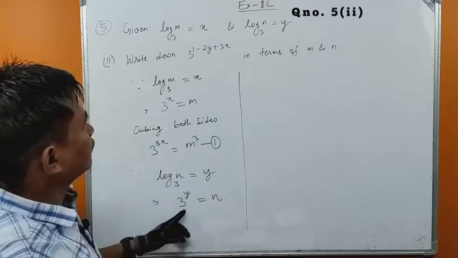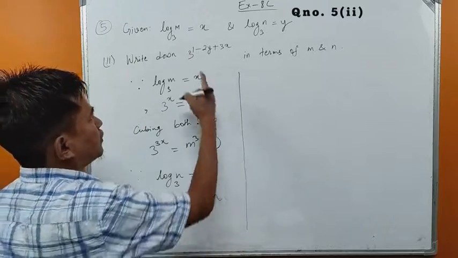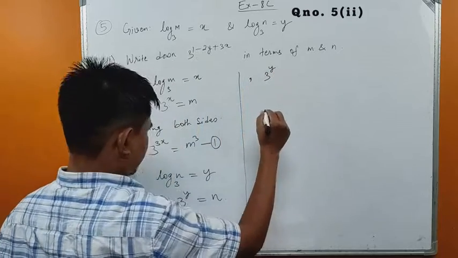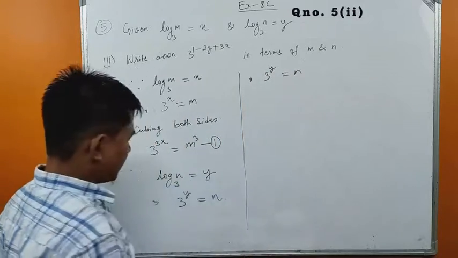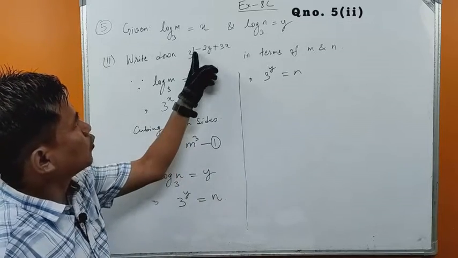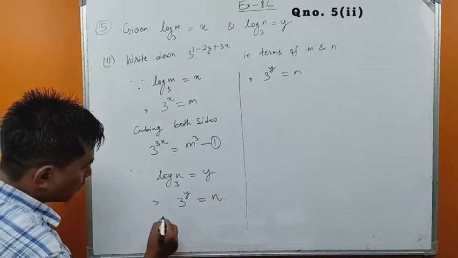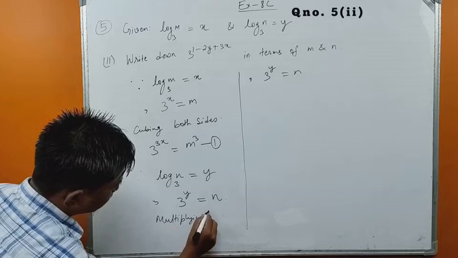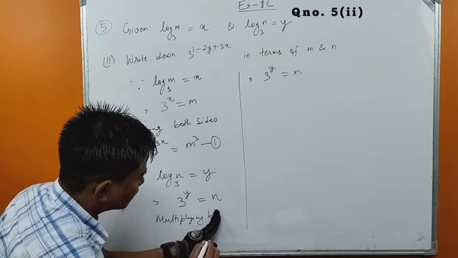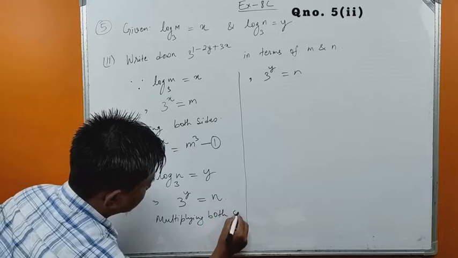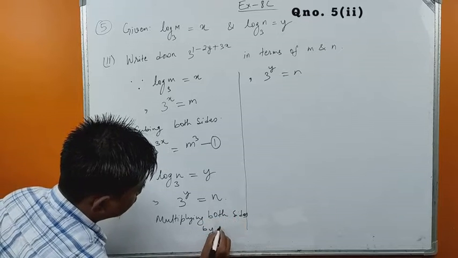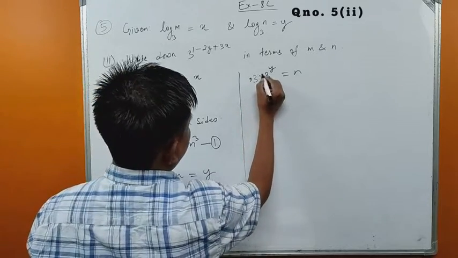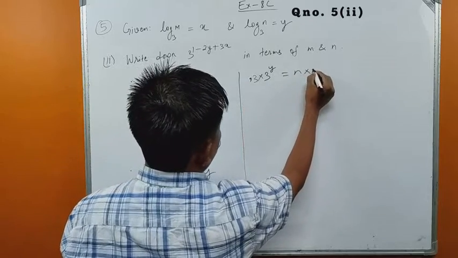Now we need 1 minus 2y. So we have 3 to the power y equals n. We need power 1, so multiplying both sides by 3. I am multiplying both sides of this equation by 3. So that means 3 into 3 to the power y, so n into 3.